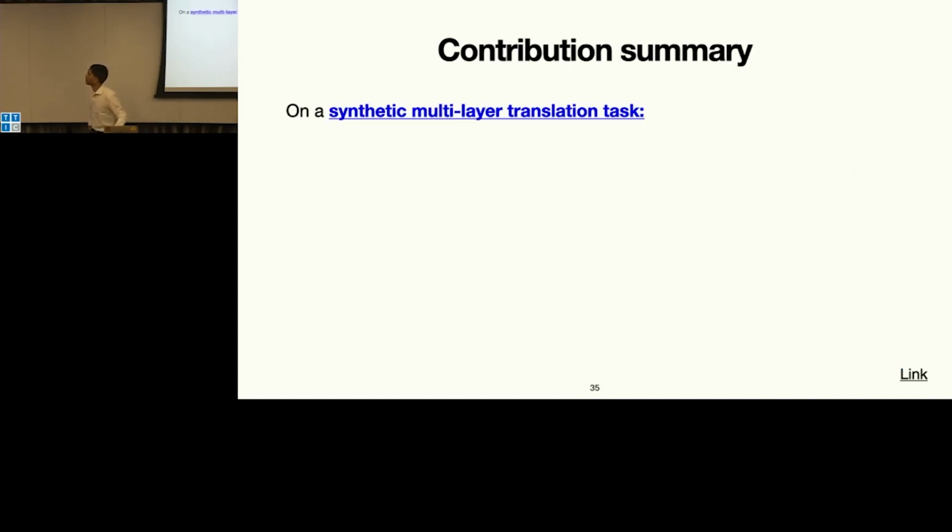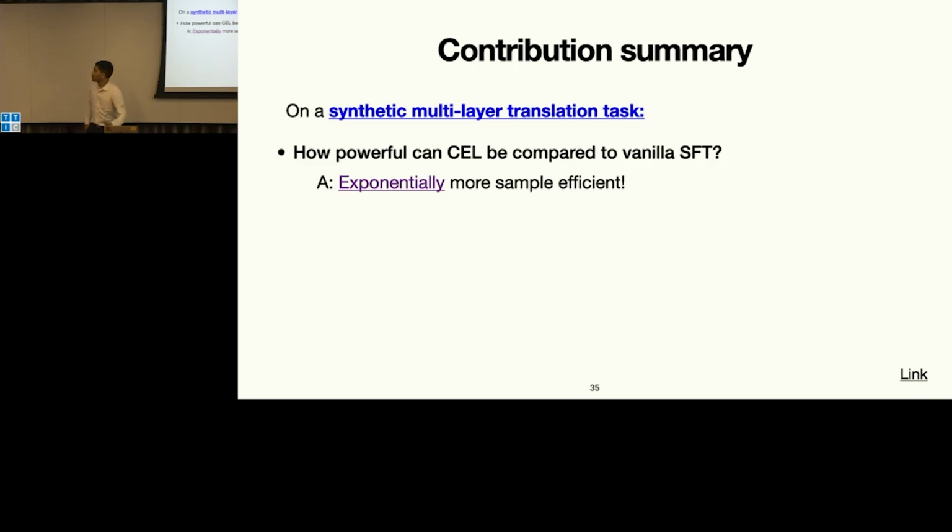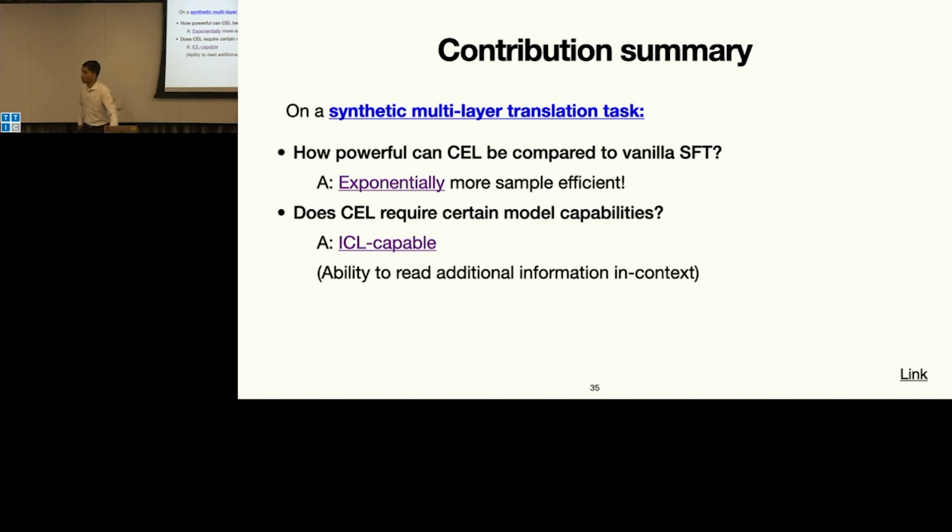So our contribution for this work was that we designed a synthetic multi-layer translation task. And we showed that on this task, context-enhanced learning can be shown to be provably exponentially more sample efficient compared to vanilla supervised fine-tuning. For the model to do well in this framework, it needs to be ICL capable. What we mean by that is that, given that I'm giving you some additional information, the model should understand this information, right? And that's what we define as ICL capability.